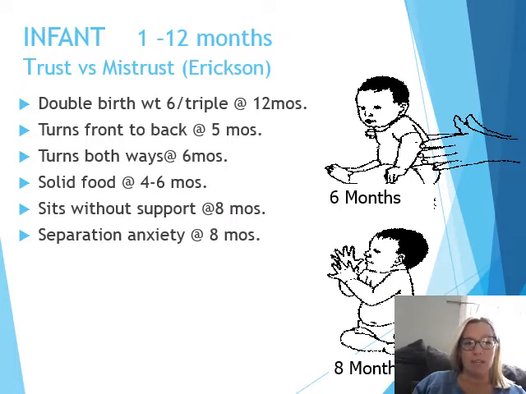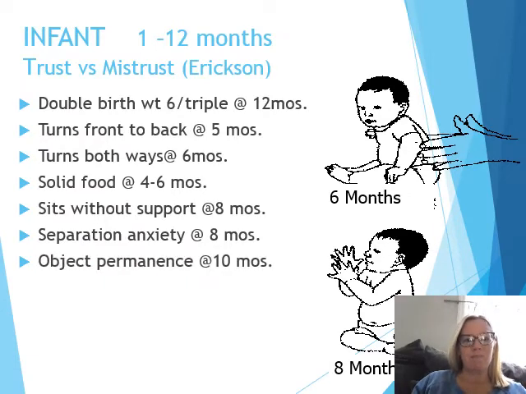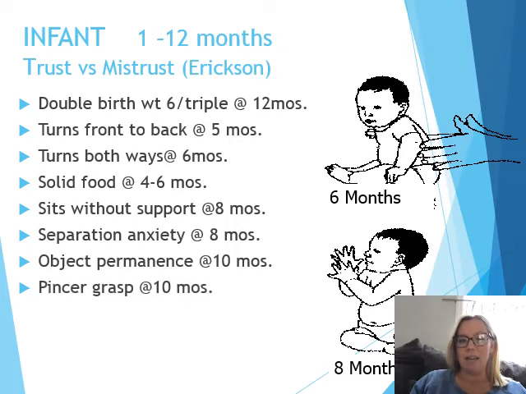They're going to cry when they leave. If you go into another room, the infant may cry. They're going to develop object permanence at 10 months. So knowing, when something's taken away, knowing that that object is gone now, right? So they are going to develop that at 10 months.